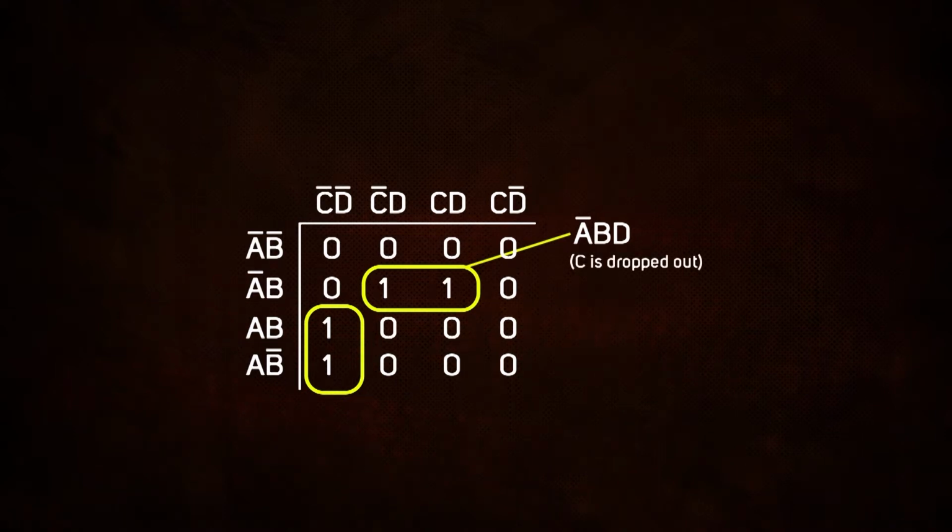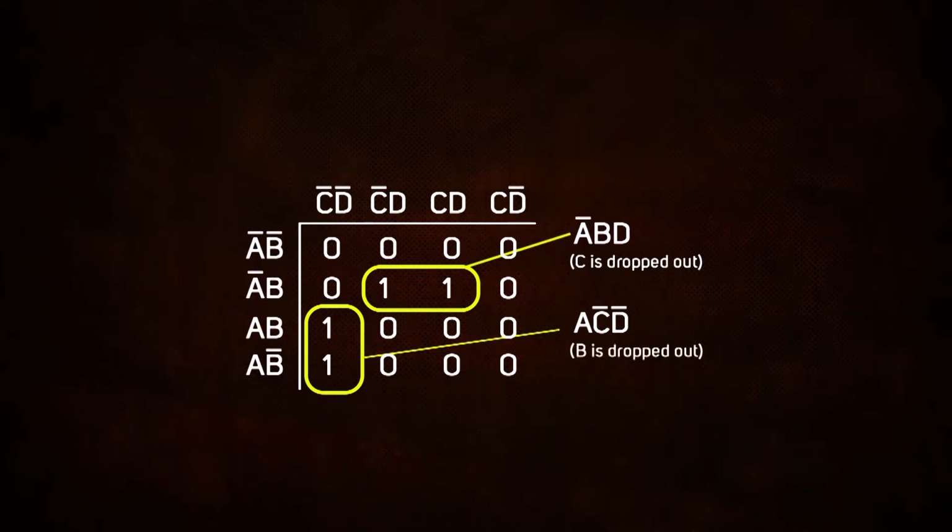C is eliminated. In the same way, consider the second group, which has 4 variables A, B, C and D, where B takes both forms, that means B is a contradictory variable and we remove B. Thus, the second group produces the term A, C complement, D complement. So, the minimized expression of this Kmap is A complement B, D plus A, C complement, D complement. In general, we can say a pair of ones eliminates a single variable and its complement.